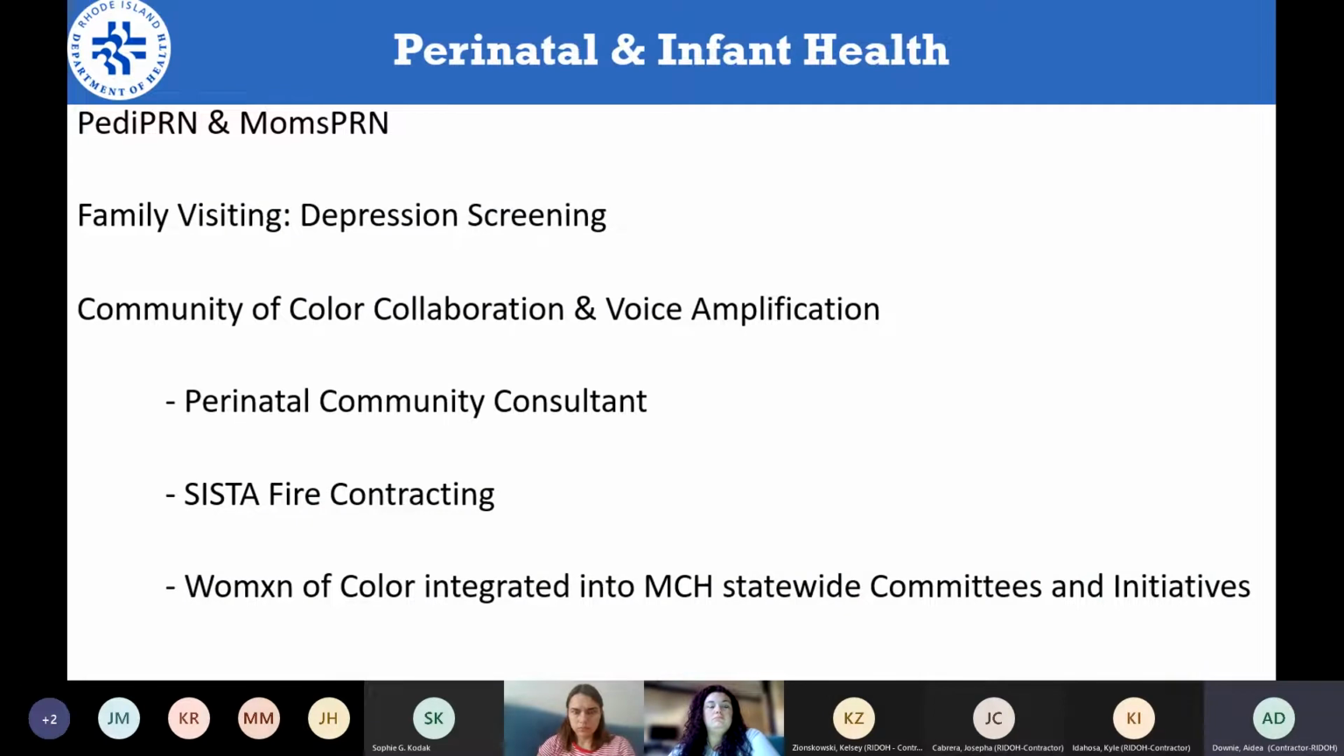Okay, so here are some of the strategies that we've implemented. One program that we have is PDPRN and Mom's PRN. That's a teleconsultation line for providers. So say you're an OBGYN and you realize that your patient might have mental health issues that they need support with. As a doctor, you're not specialized in mental health, so you can call this line and talk to a consultant psychiatrist and say, well, I have this patient. Can you talk me through, one, the resources that are out there, and two, in terms of medications, if I were to prescribe, how would I do that?